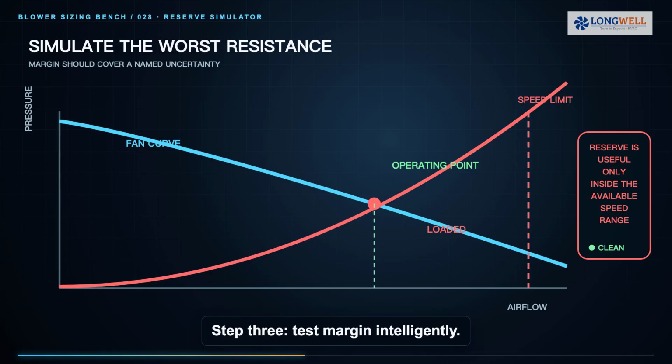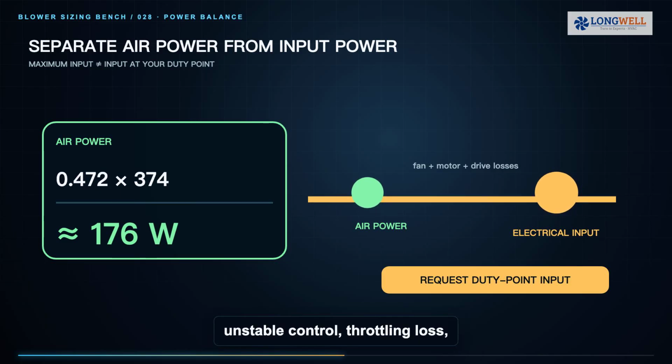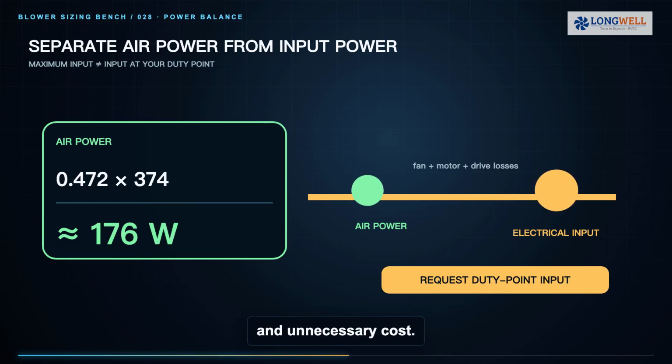Step 3. Test margin intelligently. Add the loaded filter or worst resistance curve. If the intersection moves beyond the available speed range, the initial selection has no useful reserve. But do not add an arbitrary 20 or 30% everywhere. Oversizing can create excess noise, unstable control, throttling loss, and unnecessary cost. Margin should cover named uncertainties, filter loading, density, manufacturing tolerance, and the expected control range.